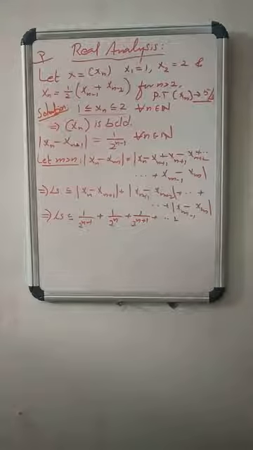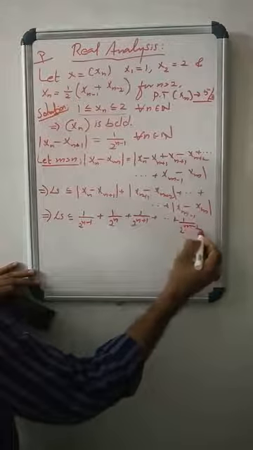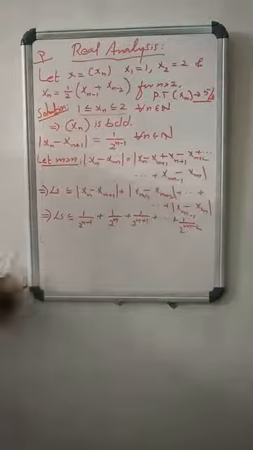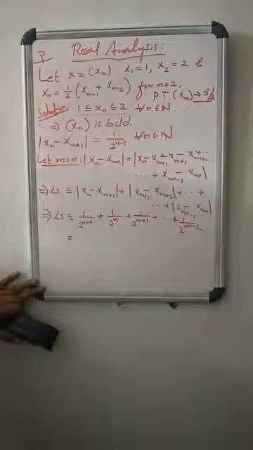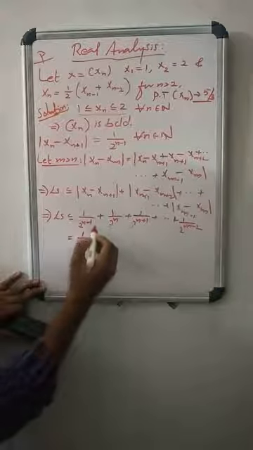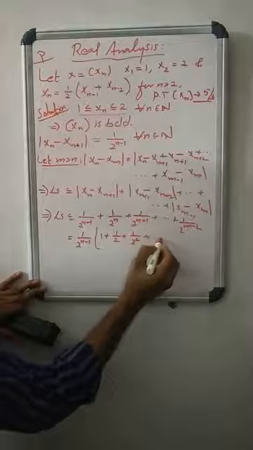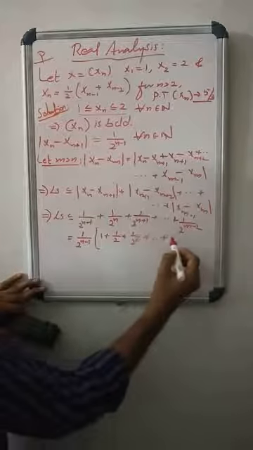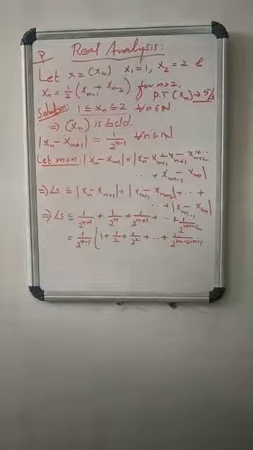Plus what about the last? Modulus of x_{m-1} minus x_m is 1 by 2 power m minus 2. Agreed? According to this argument, modulus of x_{m-1} minus x_m is 1 by 2 power m minus 2. That means take 1 by 2 power n minus 1 commonly outside. What do you get? So 1 by 2 power n minus 1 into 1 plus 1 by 2 plus 1 by 2 square plus etc., plus 1 by 2 power m minus 2 minus of n minus 1. Agree? That is 1 by 2 power m minus n minus 1.